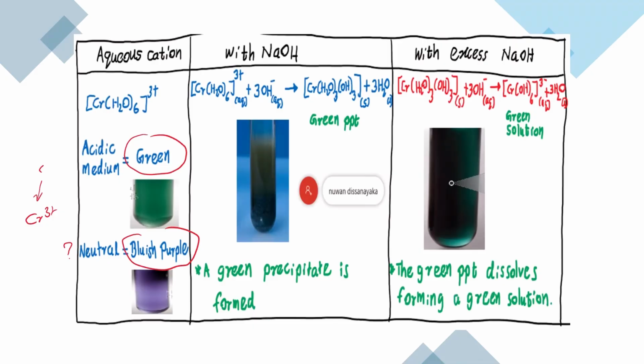it stays as a coordinate complex. That means a complex metal ion. So in water, what will happen? This chromium 3+ ion gets surrounded by 6 water molecules, forming a coordinate complex.